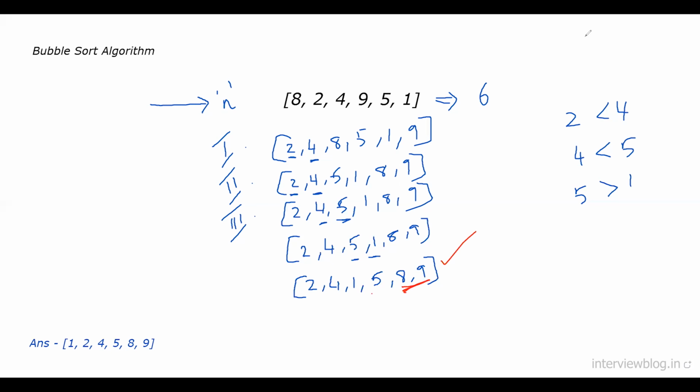And now we can find that this 5 is also in its correct position in the given input array. Now we need to apply bubble sort algorithm only to this part of the given input array. So let me quickly erase this.